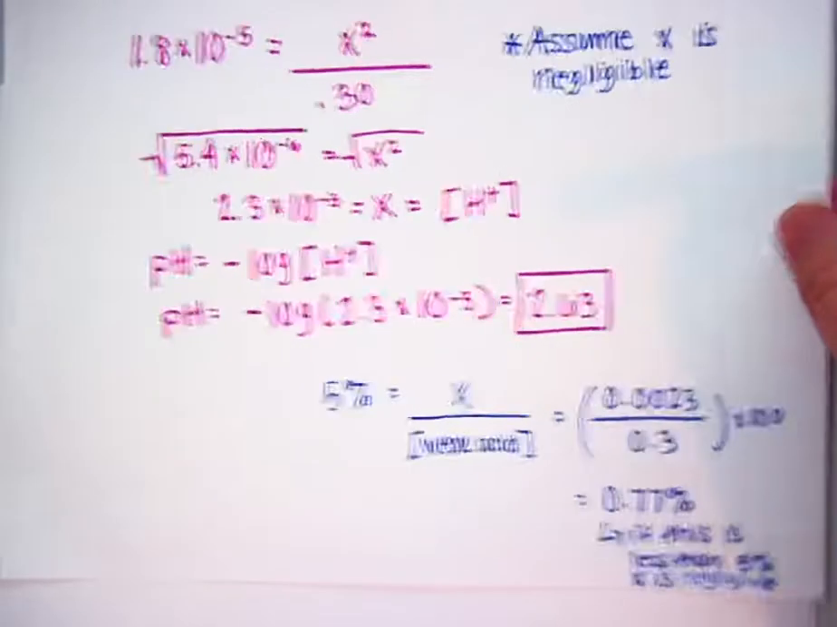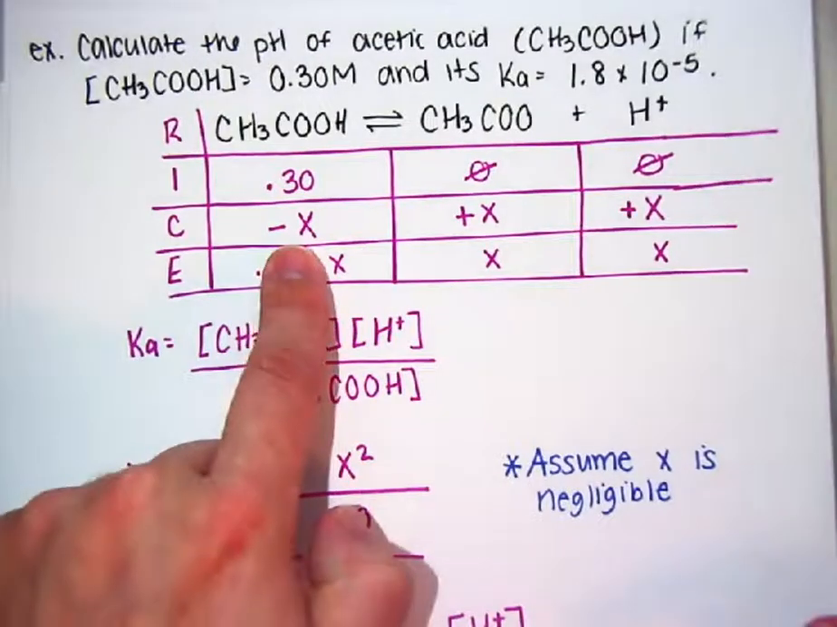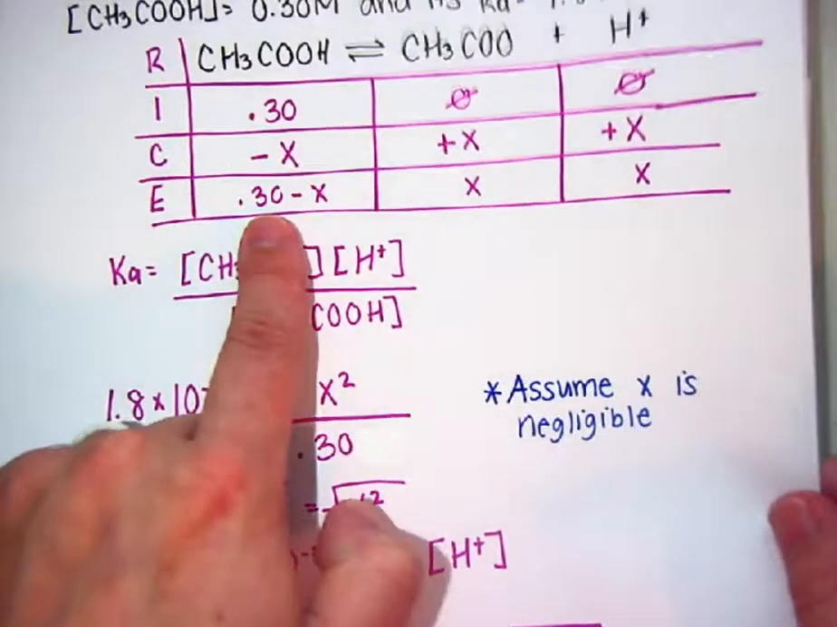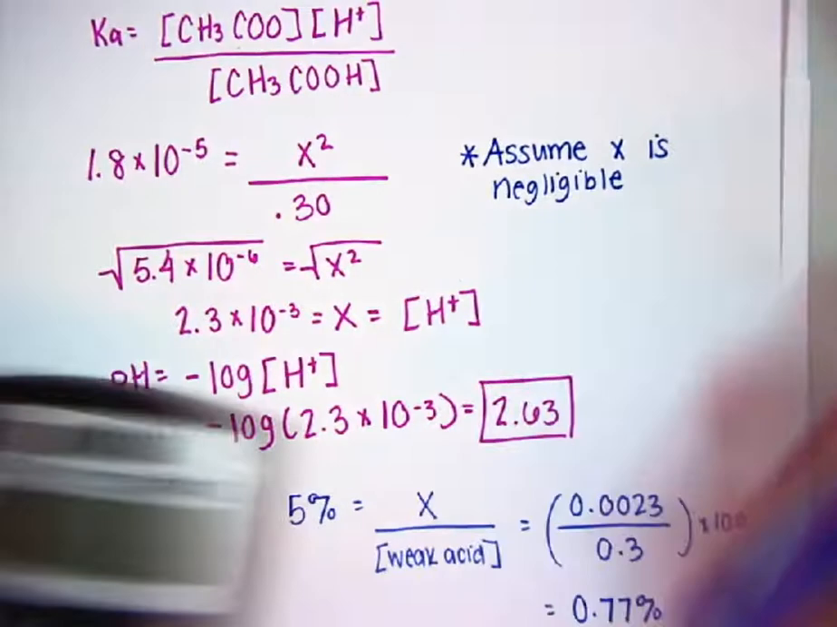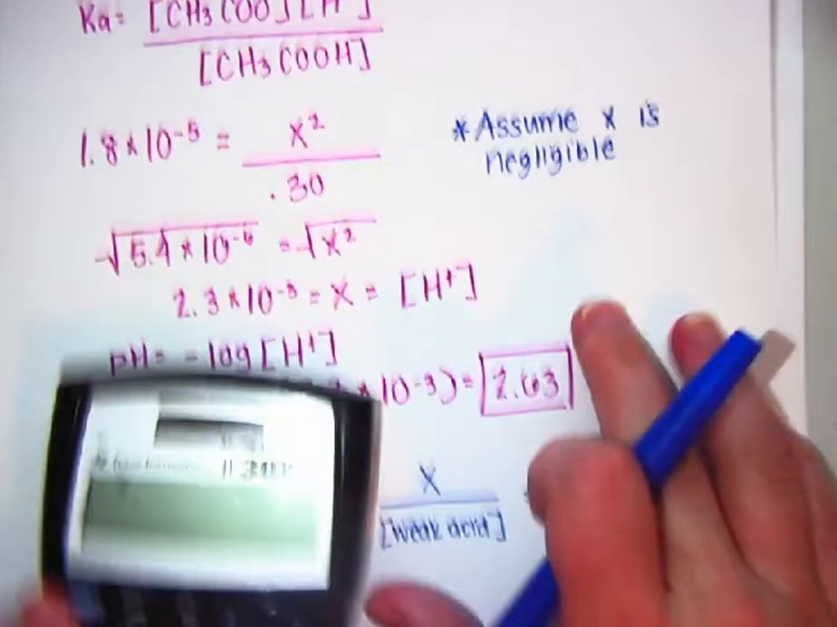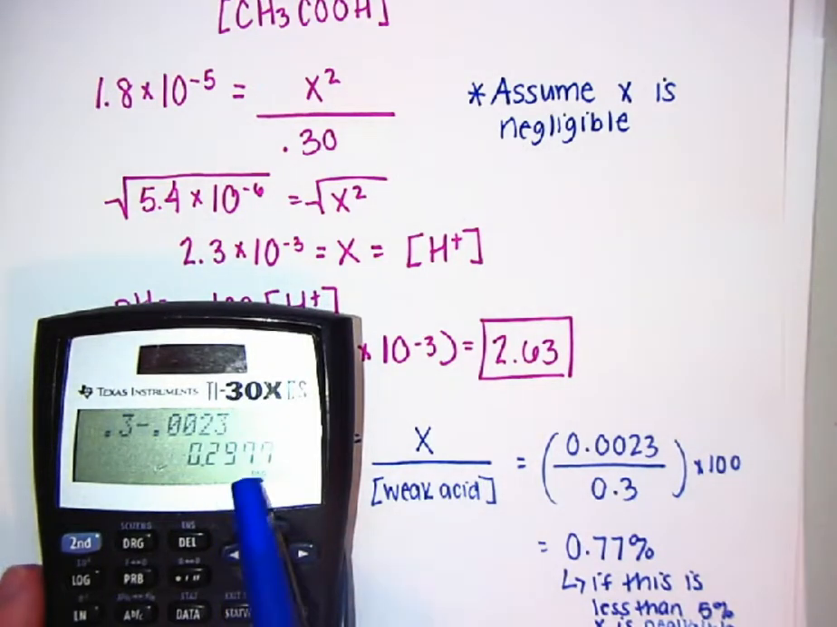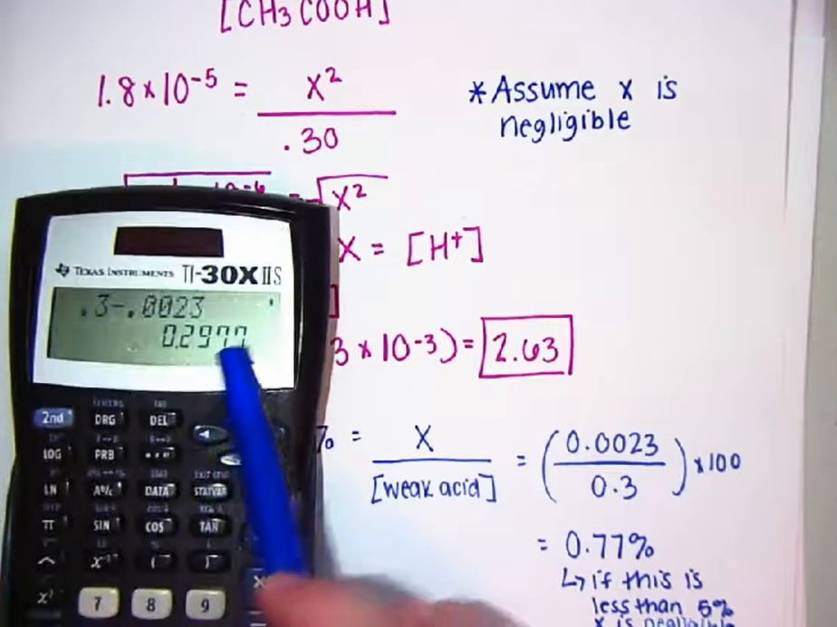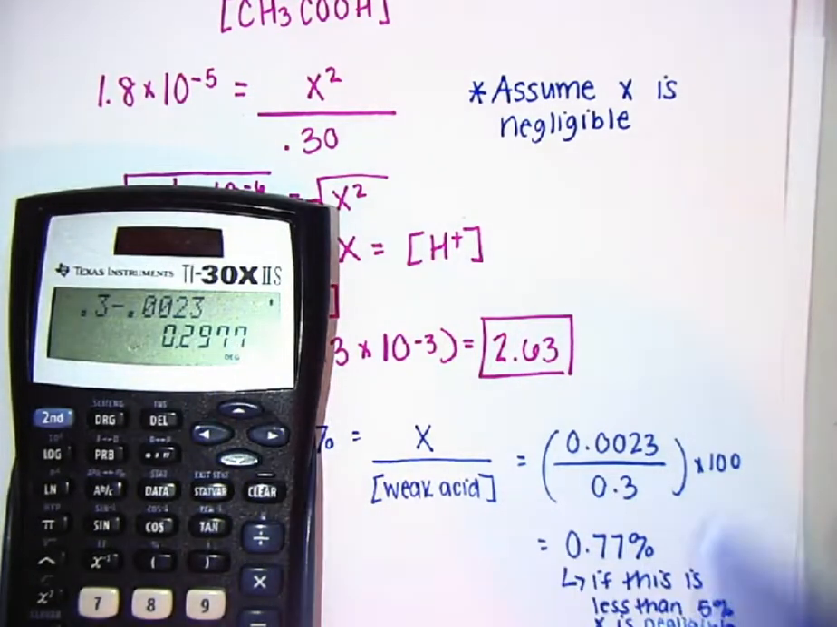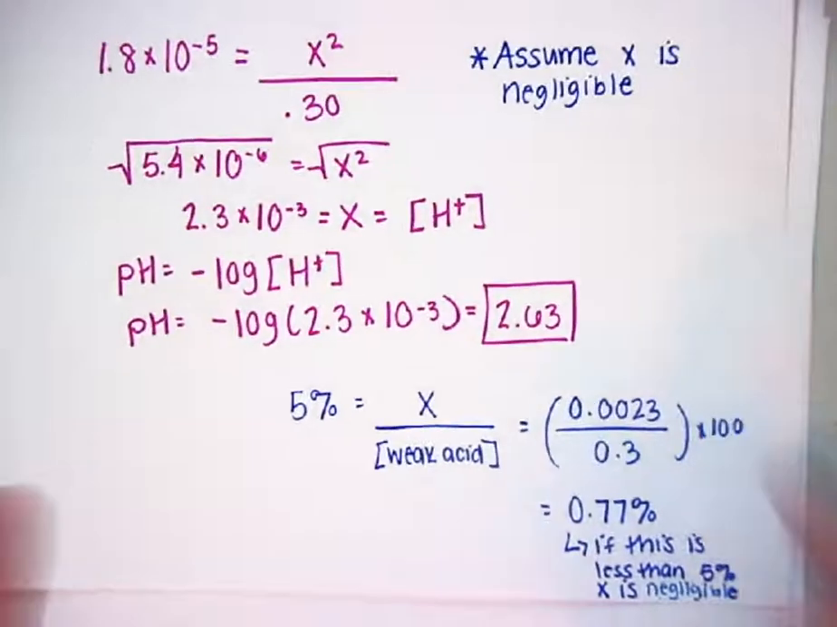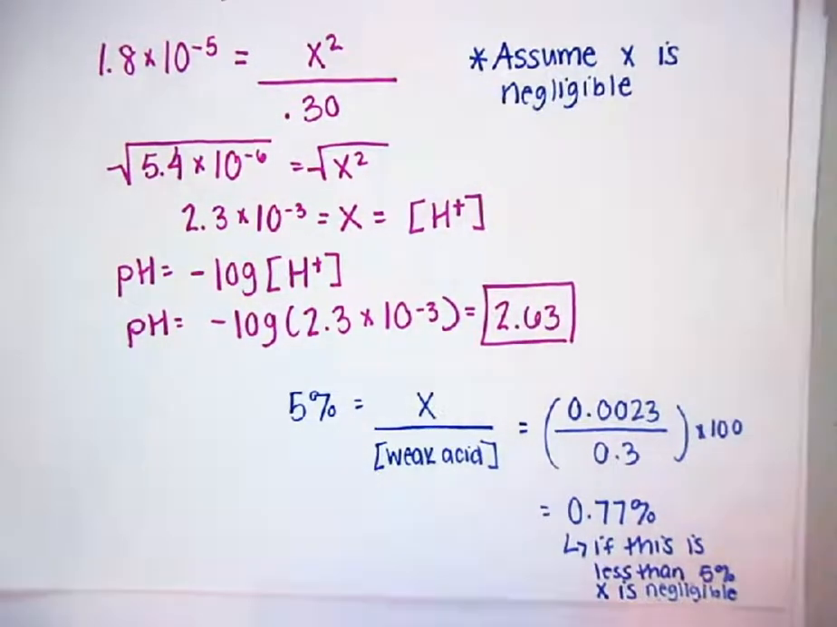So again, another way to kind of explain this. The change in concentration is minus x. So let's say I did 0.3 minus x. 0.3 minus 0.0023, 0.2977 rounds up to 0.3. The numbers are so similar that it's not going to make a big difference in your calculation. So to make your life easier, assume that x is negligible.